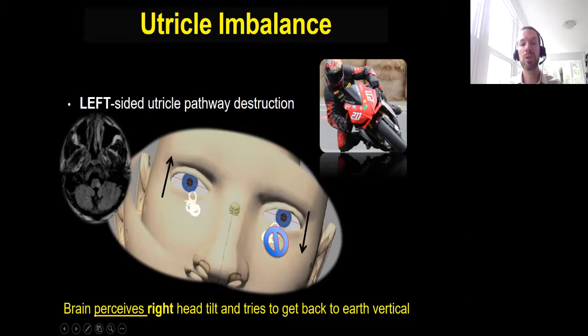In this case, you're going to see a pathologic skew. The right eye will come up, the left eye will come down, and you're going to see this ocular counter roll. So this is the ocular tilt reaction, the triad of head tilt, skew deviation, and ocular counter roll.